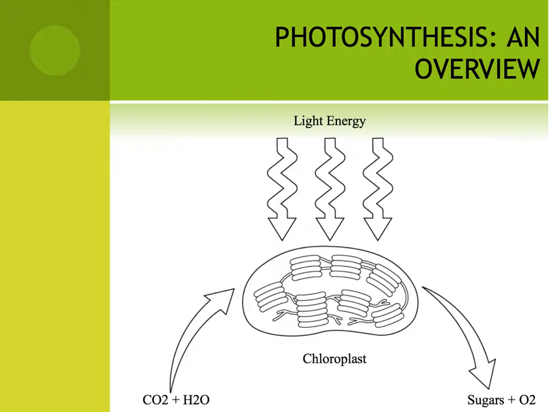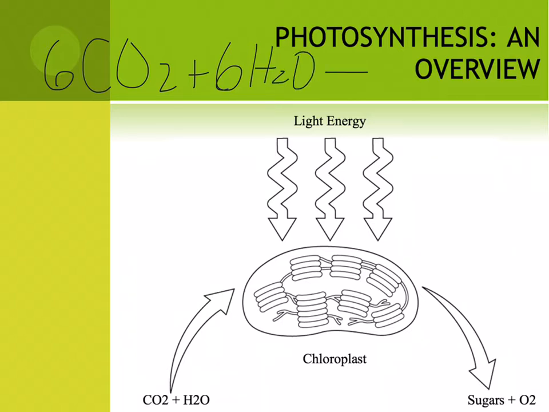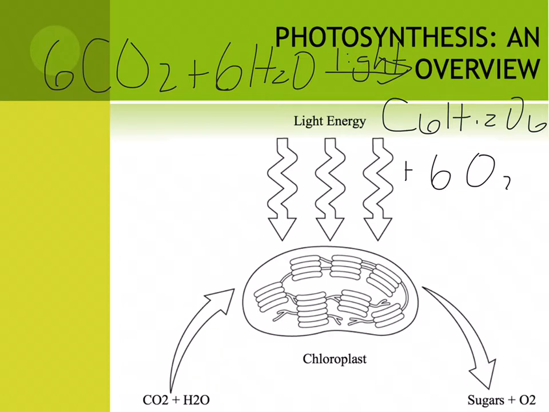And you should remember the chemical equation for photosynthesis. So again, I'm going to write it here. It is 6 CO2 plus 6 H2O yields, and again this is in the presence of light, yields glucose, which is C6H12O6, plus 6 molecules of oxygen.